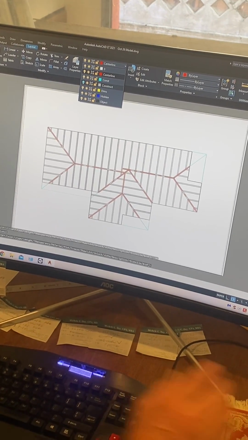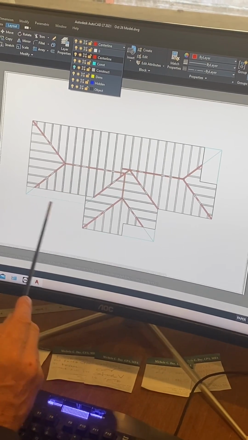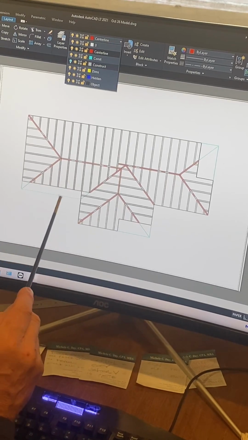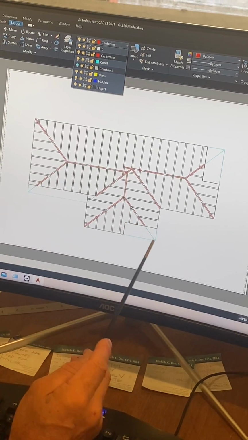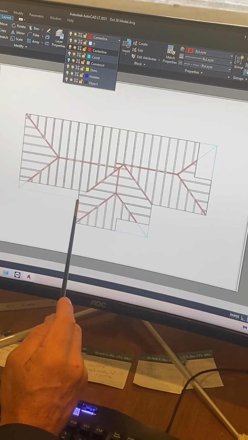If you'll see that, you see these blue lines, they're the plates, consistent plate heights, right? So now the ridges are centered between the two, right? And the hips die out on the corners, right? Here, and the valley actually dies out on the corner.